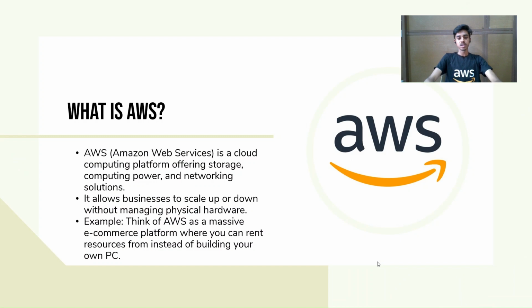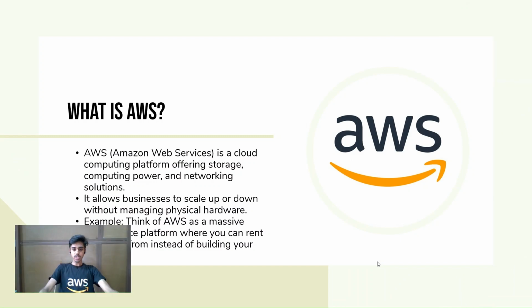So let's begin. I know it's really funny to see this definition here, but I'm sure not everyone seeing this knows what AWS is. So what is AWS? It is a cloud computing platform offering physical hardware inside a software machine. It allows businesses to scale up or scale down without requiring large physical hardware like servers, datasets, databases, etc. Think of AWS as an e-commerce platform where you can rent PCs instead of building new ones. So let's move on to the actual topic.